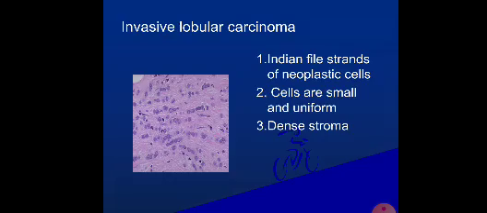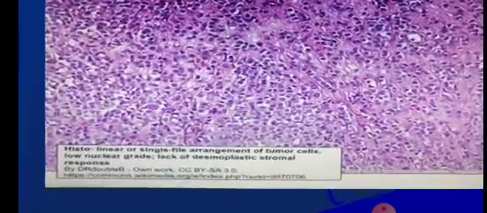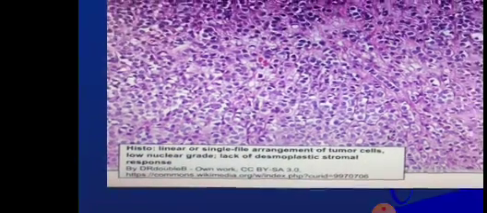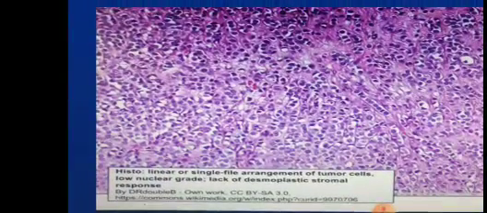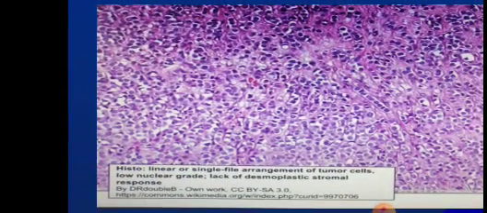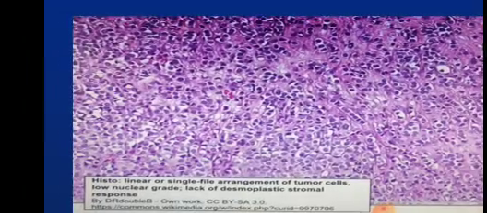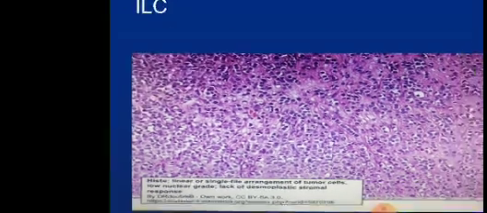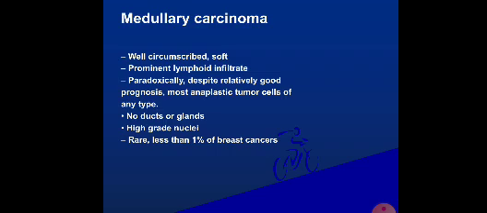Here is the more aggressive form and the high power view of this linear or single file arrangement of tumor cells. Low nuclear grade means there is less pleomorphism, lack of desmoplastic stromal response, there is less stroma, and you can see the cells are arranged in the typical line in the single file pattern. So this is a typical picture of invasive lobular carcinoma.